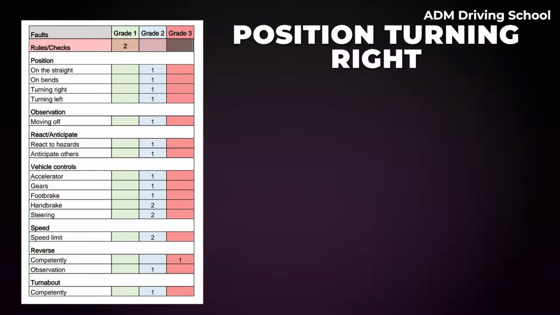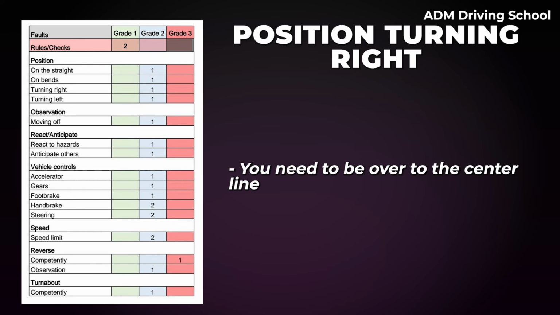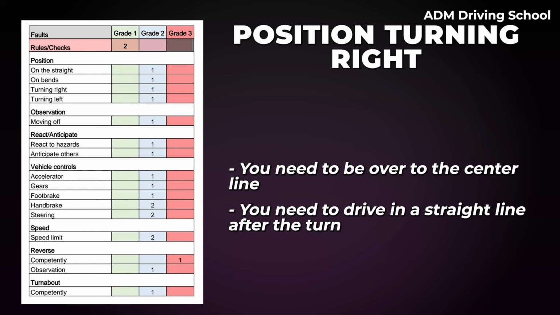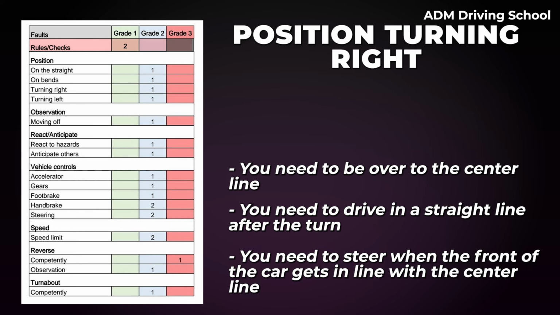Next, we see they got 1 grade 2 for position turning right. So this usually comes up in most of the marking sheets because turning right is pretty difficult. Just remember, correct position is you need to be over to the centre line. You need to drive in a straight line up to the turn, and we want to steer when the front of our car gets in line with the centre line.